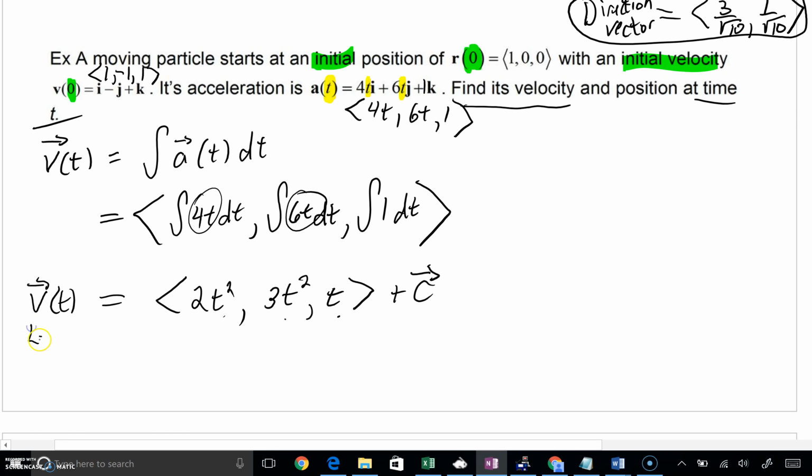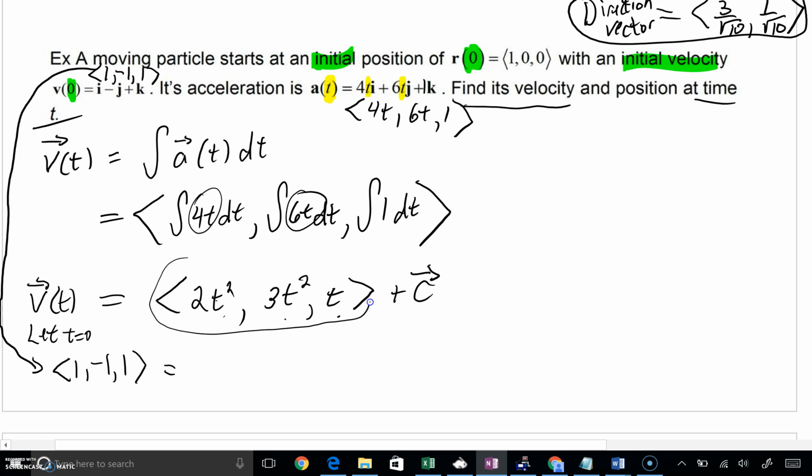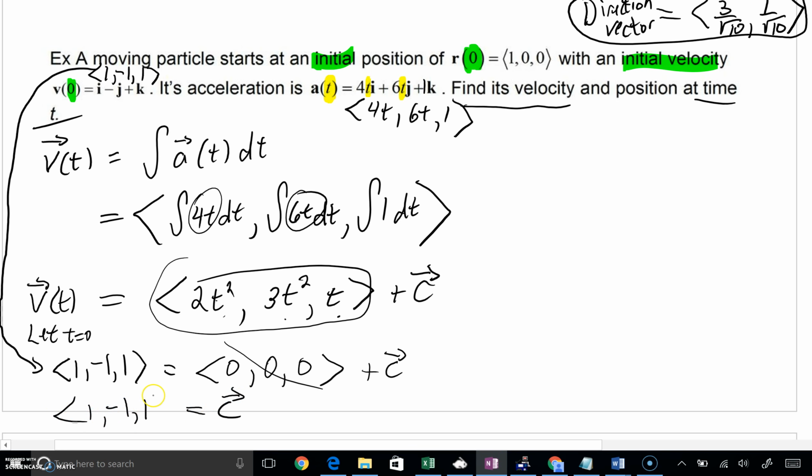But if I were to let t equal 0, then I have v of 0, right? And what do we know about v of 0? V of 0 is this vector of 1 comma negative 1 comma 1. And if I were to plug in a 0 here for what I just found, you'd say, well, my goodness, I've got the 0 vector, 0 for all the components. That's just going to wipe out. So what is your constant vector that you're going to really find that you're adding to all of your components? It's 1 comma negative 1 comma 1.